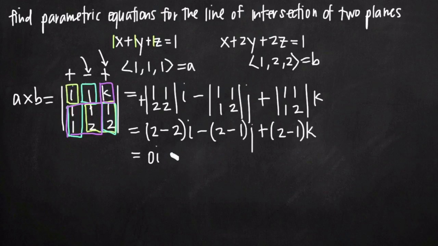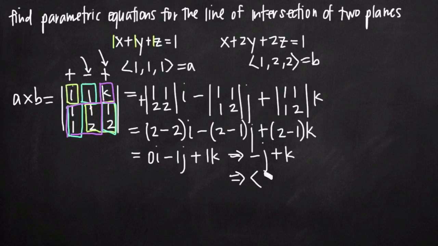We have this minus sign in front, so we're going to get minus 1 times J, and then 2 minus 1, which is 1, so we'll get plus 1K. If we simplify here, obviously 0I is going to disappear. We're just going to be left with negative J plus K, but we can also put this in vector form by taking these three coefficients. We get 0, negative 1, positive 1.